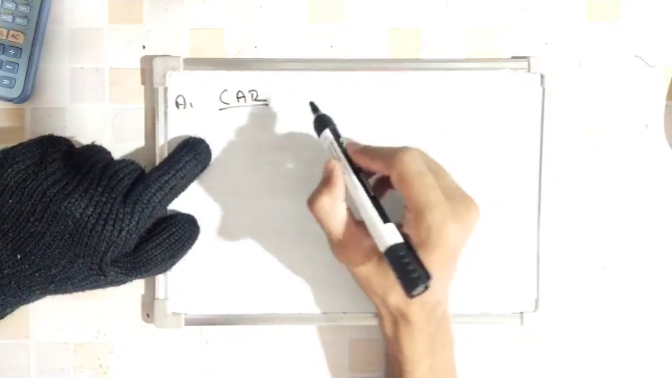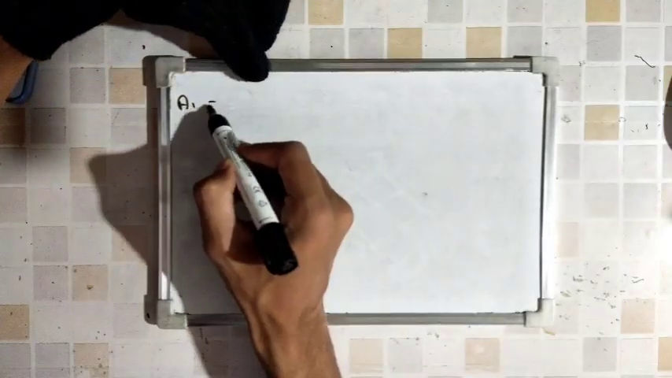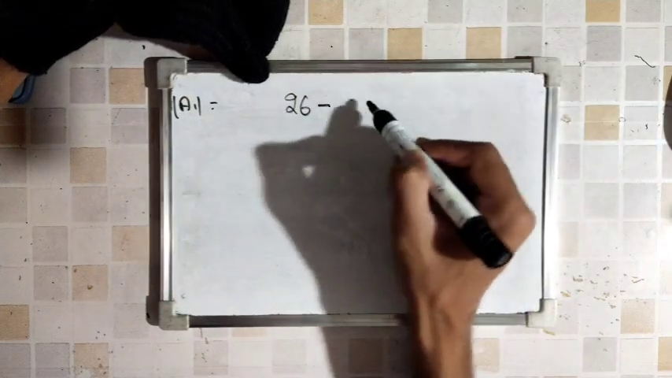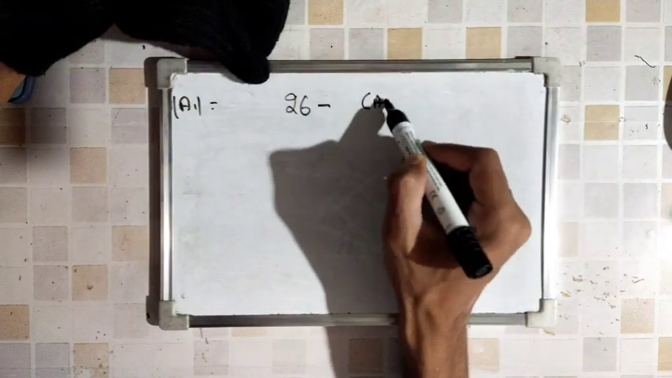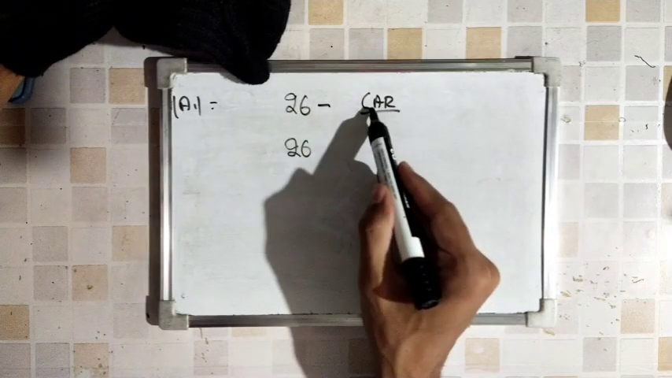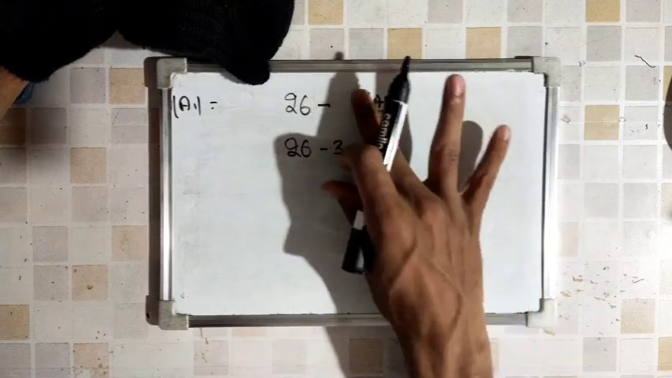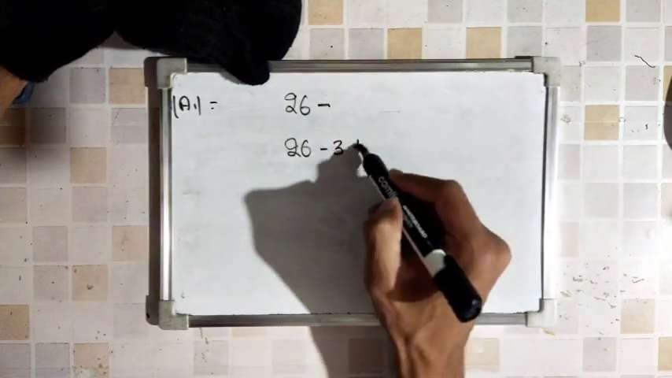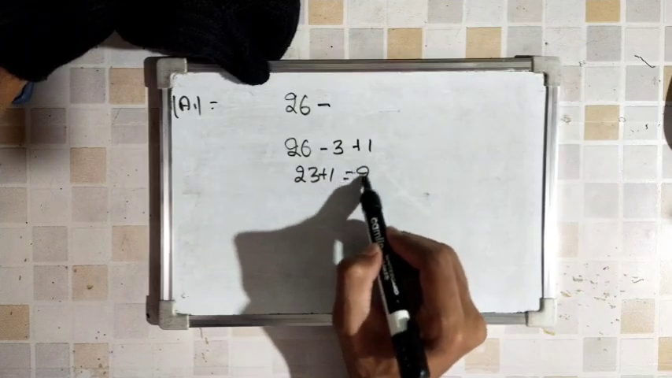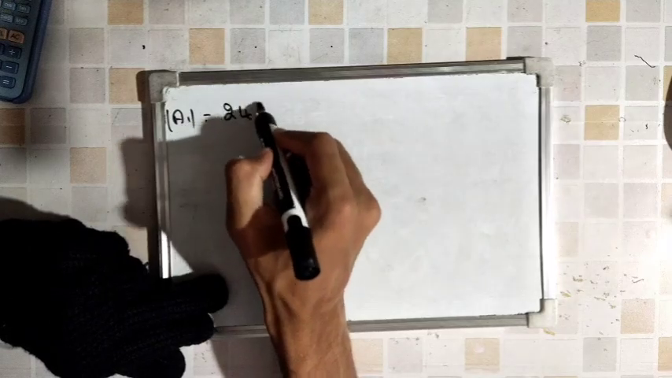So how will it be? My A1 is equal to, mod A1 is equal to, so total is 26 letters minus CAR as one letter. Here in 26, CAR is removing 3 letters, and CAR is one letter, so I am adding one letter. So 26 minus 3 is 23, plus 1, that is 24. So A1 is my 24 factorial.